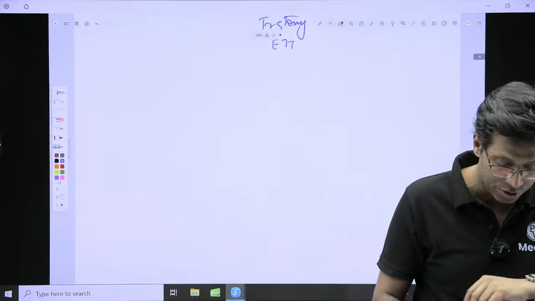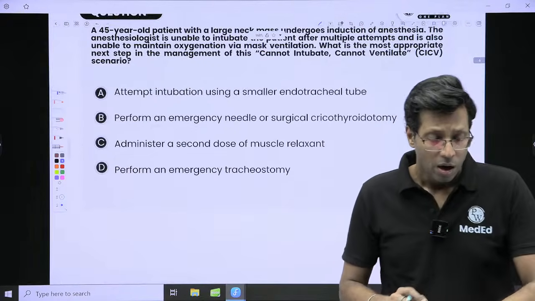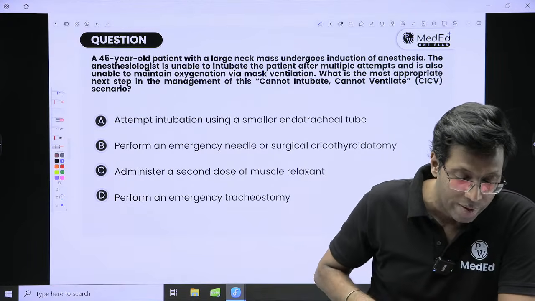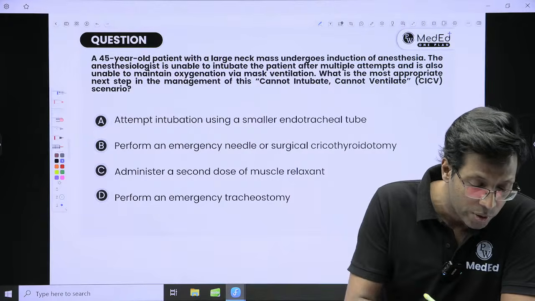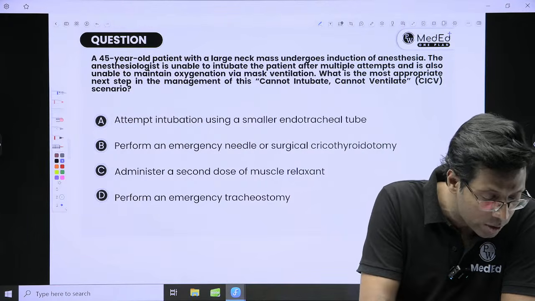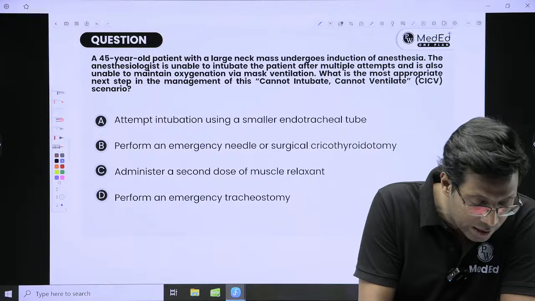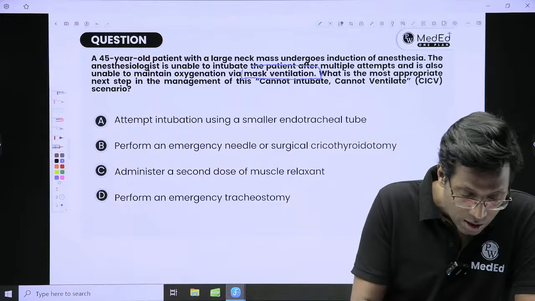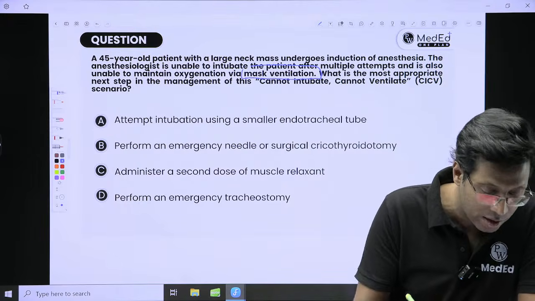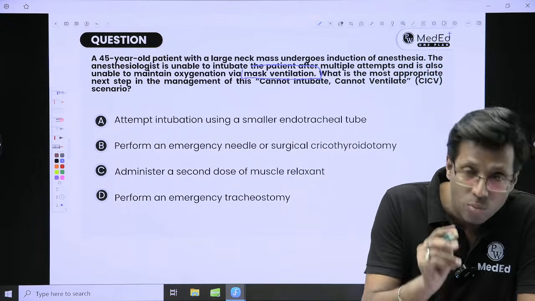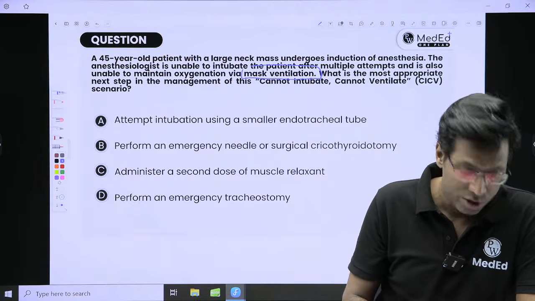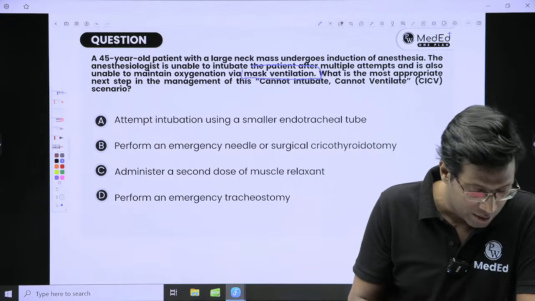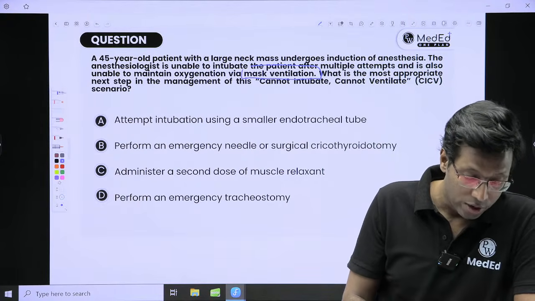That's not a contraindication. Next, a 45-year-old patient with a large neck mass undergoes induction of anesthesia. The anesthesiologist is unable to intubate the patient after multiple attempts and is also unable to maintain oxygenation via mask ventilation. What is the most appropriate next step in management of this can't intubate, can't ventilate scenario? Attempt intubation using a smaller endotracheal tube, perform an emergency needle or surgical cricothyroidotomy, administer a second dose of muscle relaxant, or perform emergency tracheostomy.